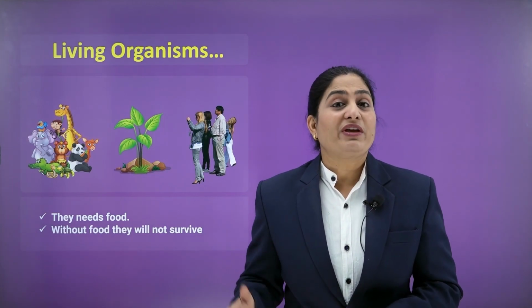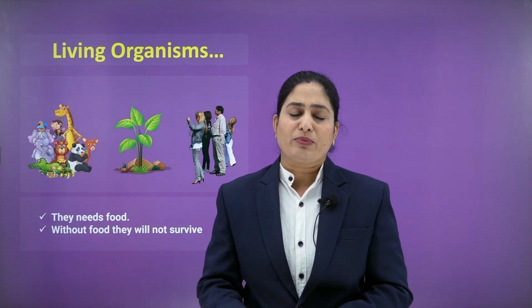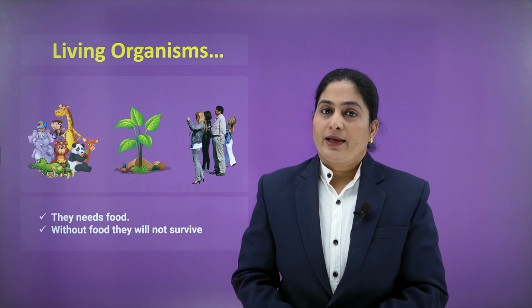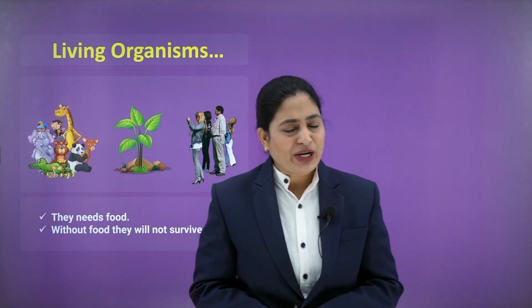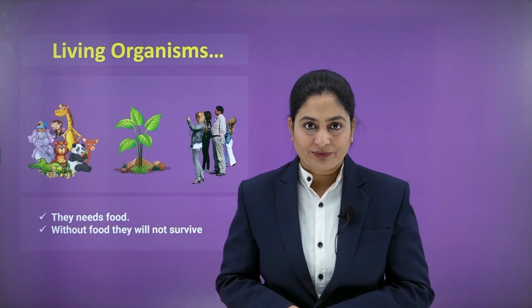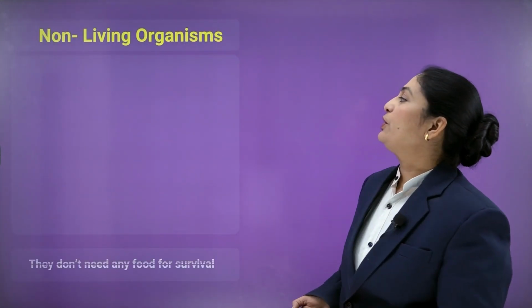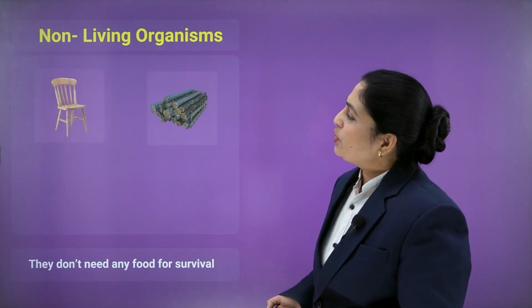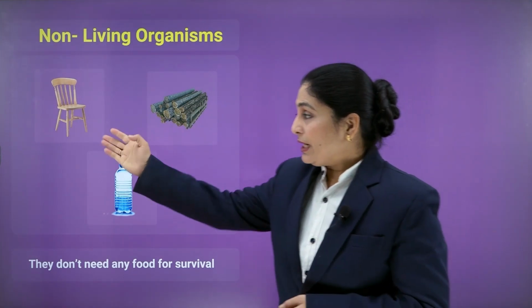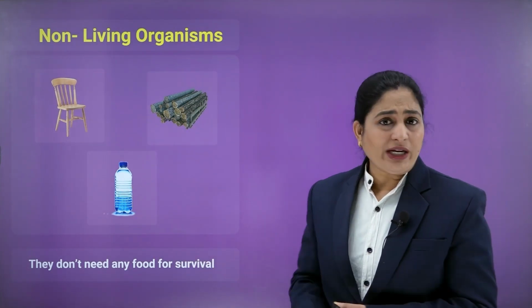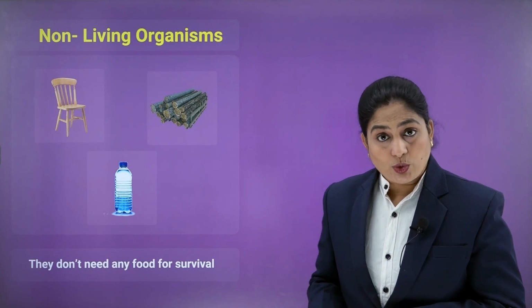So basically, we as living organisms, animals as living organisms, plants as living organisms, we all need food. So living organisms need food and we cannot survive without food. Let us move further and discuss a few more properties. Before that, let us talk about non-living organisms. You can see some important examples here, like a log of wood, a chair, a water bottle. They do not need any food for their survival. That means they are non-living.